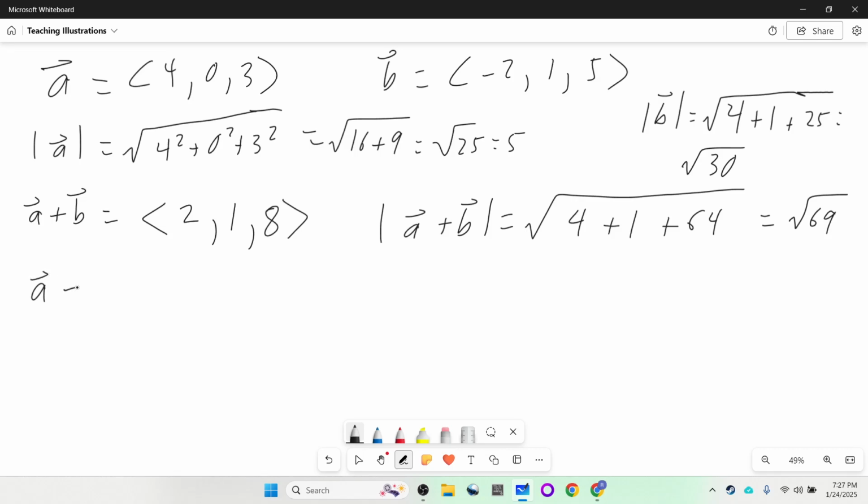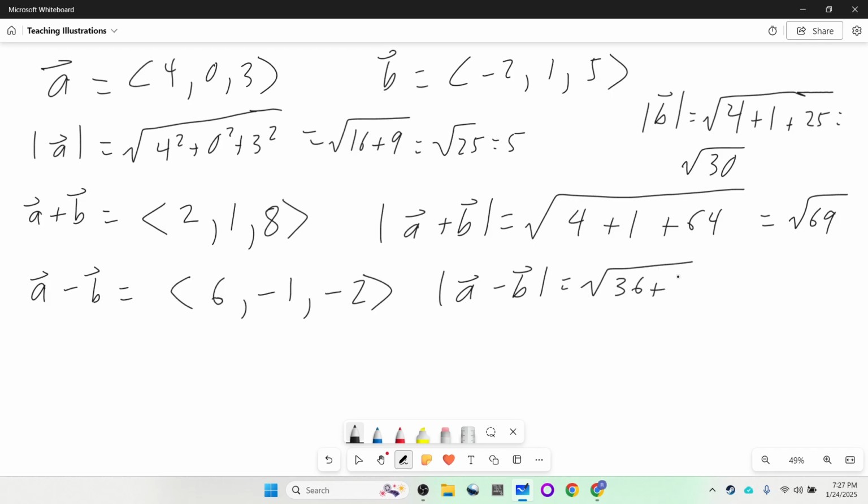A minus B. So we say, okay, let's do A minus B. So let's go piece by piece. 4 minus -2 is 6. 0 minus 1 is -1. 3 minus 5 is -2. The length of A minus B is the square root of 36 plus 1 plus 4, which is root 41.